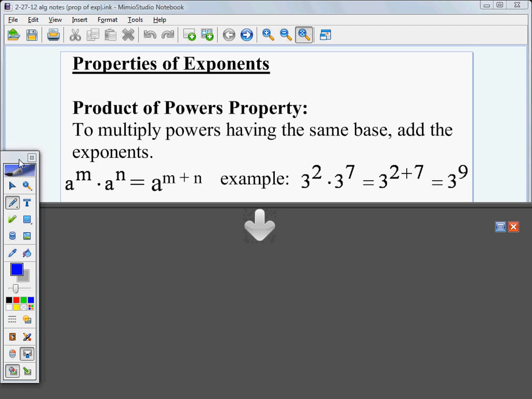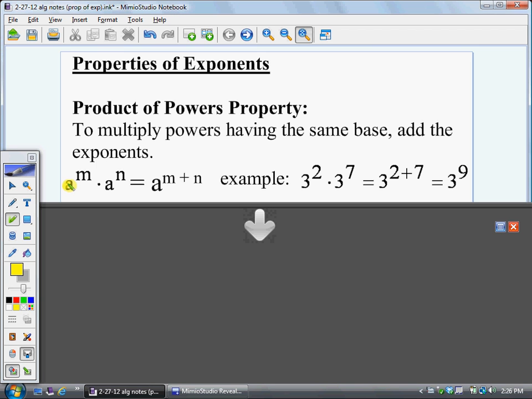And so here are two examples, one with just letters and one with numbers. Here's what we mean by the same base. The base is a, the base is a. Since I have a to the m power multiplied by a to the n power, the bases are the same, I can write one base, just a, and then you add the exponents, m plus n. And the example over here with the numbers, I have the base 3 squared, and then 3 to the 7th. I'll write it as one base, 3, and you take 2 plus 7, which is 9, and there you see your answer, 3 to the 9th.